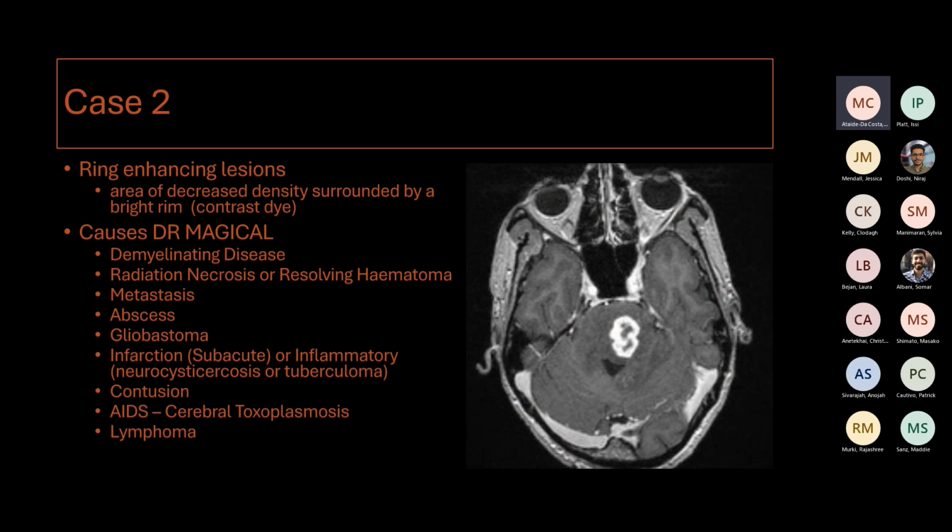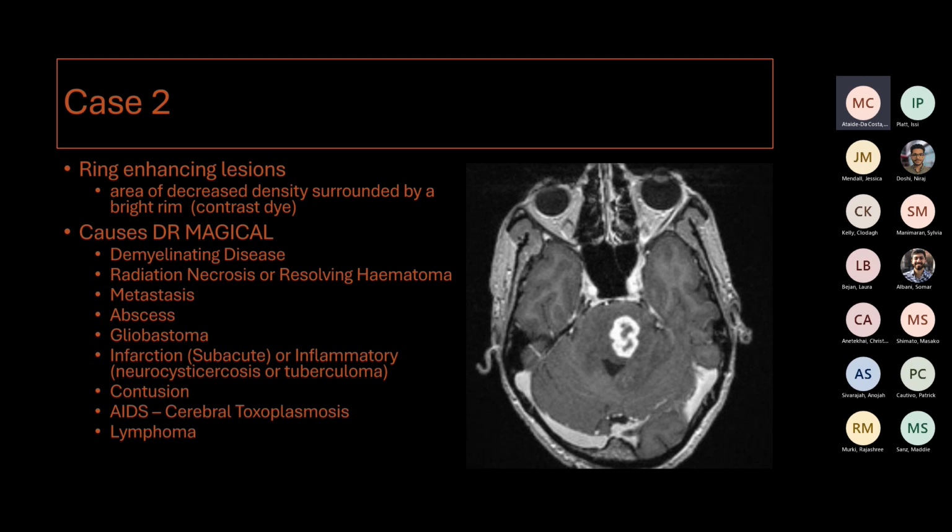So they decided to stick her in the MRI scanner, because they found something on CT that just didn't look right. So they put a bit of contrast in, they stuck her in the MRI, and then they found this. It's a ring enhancing lesion. You know it's a ring enhancing lesion because of what it says: it's an area of decreased density surrounded by increased density because of the dye.